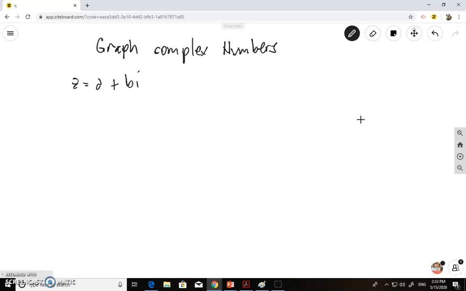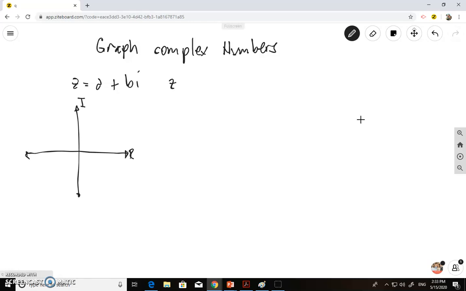So how will we graph complex numbers? For example, given a plus bi, to draw the graph of this, a is the real part. So this one will represent the real numbers and this one will represent the imaginary values.